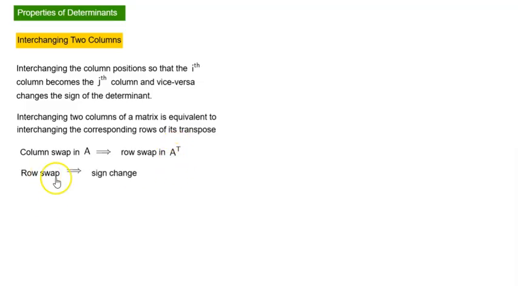And for row swap, in the previous property we have seen that it implies a sign change in the determinant. So the determinant of the new A after interchanging is equal to the determinant of the transpose of A after row swap, which is equal to minus the determinant of A transpose, which is equal to minus the determinant of A. That was interchanging two columns, changing the sign of the determinant.